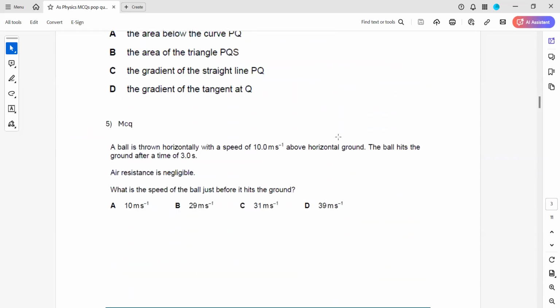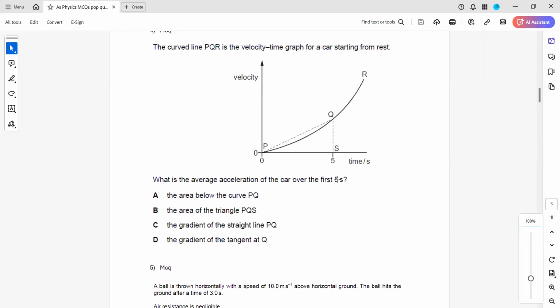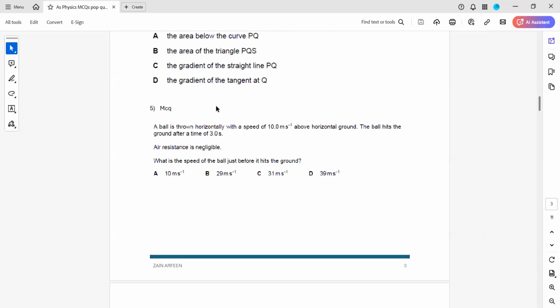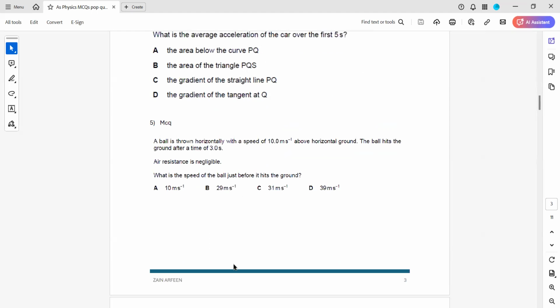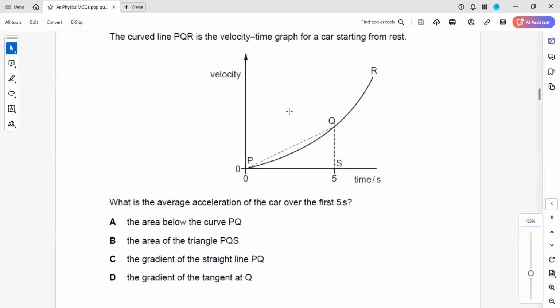Question 4 and 5, any doubt? Question 4 and question 5. Any doubts? Question 4 and question 5, okay? Look, in question 4, the curved line PQR is the velocity time graph for a car that starts from rest. What is the average acceleration of the car for the first 5 seconds?